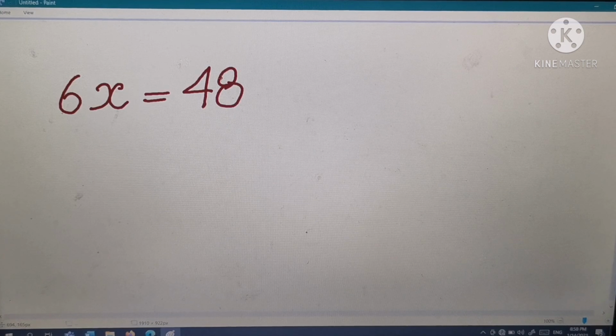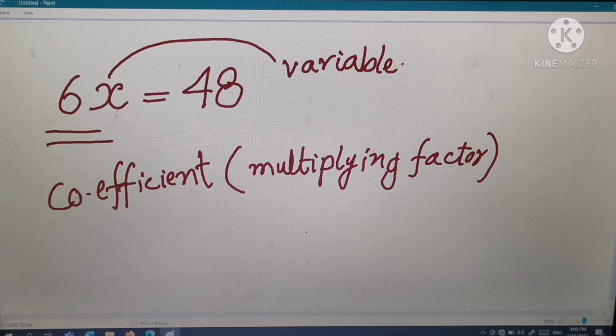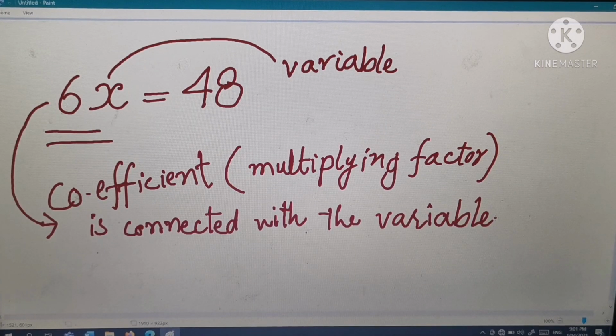Here is another example. 6x is equal to 48. According to the rules, first of all we will find the variable, and the variable is x. According to the second rule, what is connected with the variable? What is connected with the x? This is the coefficient, meaning multiplying factor, that is 6. In this equation, 6 is multiplying by x, so it is called coefficient. And it is connected with the variable.